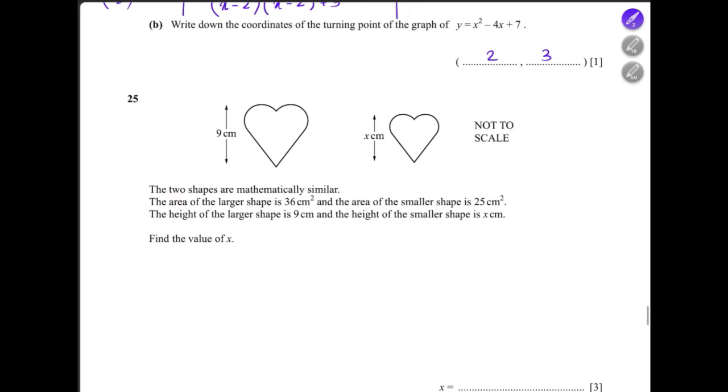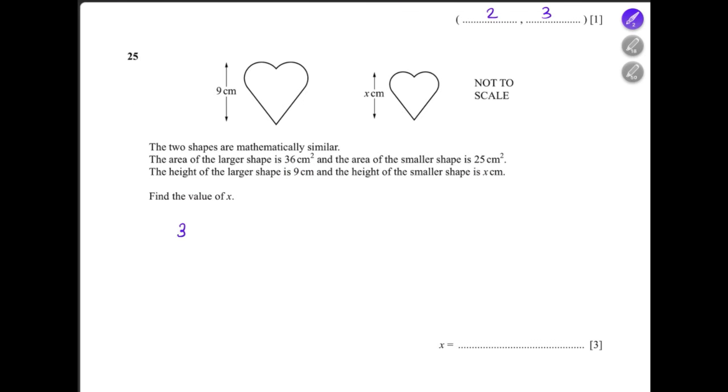Next, you have two shapes which are mathematically similar. The area of the larger shape is 36 centimeters squared, and the area of the smaller shape is 25 centimeters squared. The height of the larger one is 9 centimeters and the smaller one is x centimeters. Find the value of x. So area is 36 centimeters squared and the height is 9 centimeters. On the other side, you have the area of the smaller one is 25 centimeters squared and it's x centimeters. Now before we can cross multiply them, you have to make sure that the units are the same. So we'll just square these.